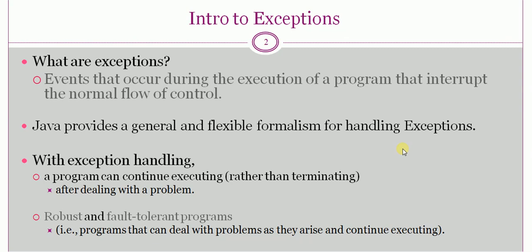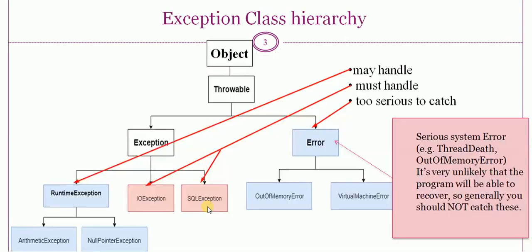Now, the good thing about exception handling in Java is that the program can continue executing after handling the exception rather than terminating. So this helps us to have robust and fault-tolerant programs. Okay, so in this diagram you can see the hierarchy of exception classes. Exception class, as you can see here, extends Throwable class, that in turn extends the big ancestor class Object that we have been always talking about.